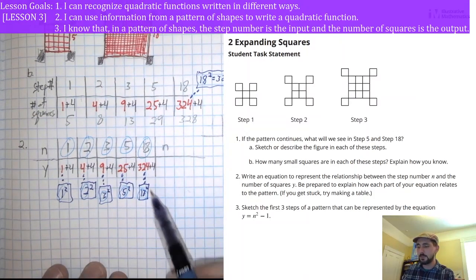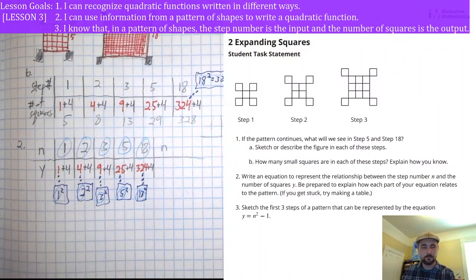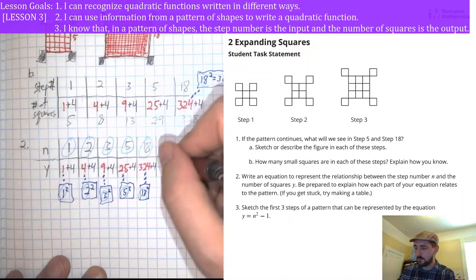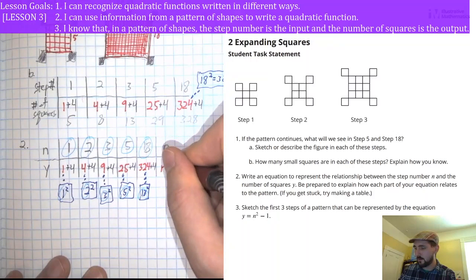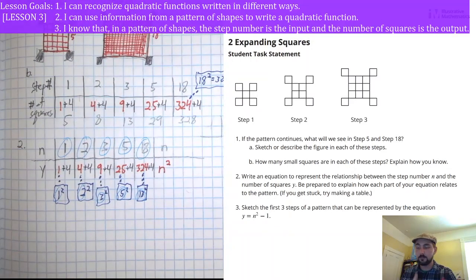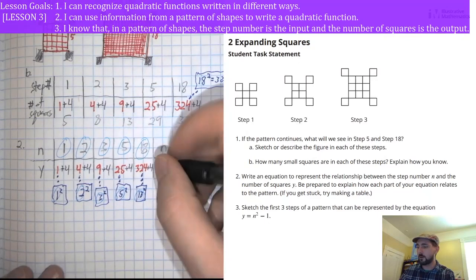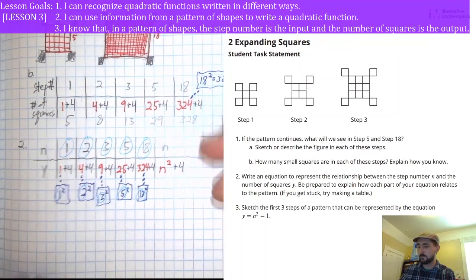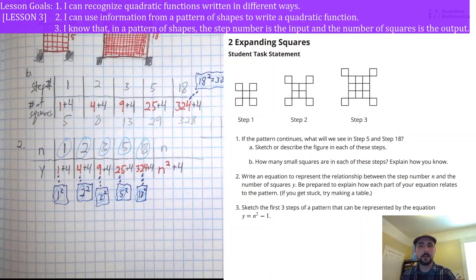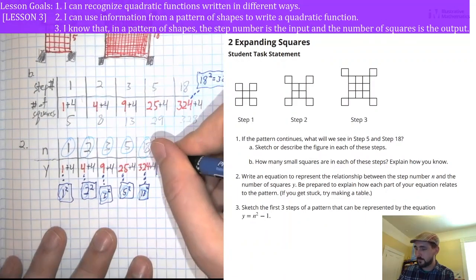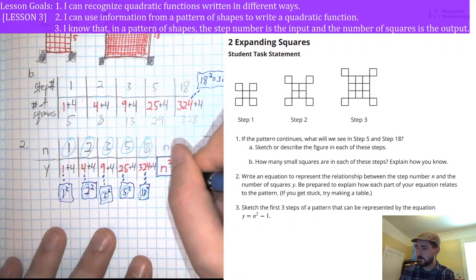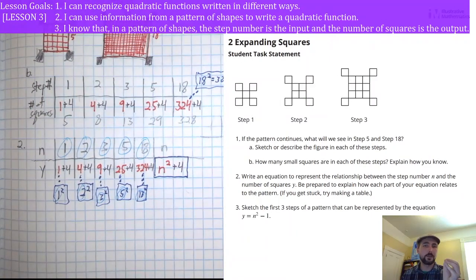we say, well, it always seems to be that you take the step number and you square it. N squared. But that's not all, because then there's always this plus 4 at the end. And so when they say, write an equation to represent the relationship between the step number and the number of squares, what we have here is the core part of this relationship.